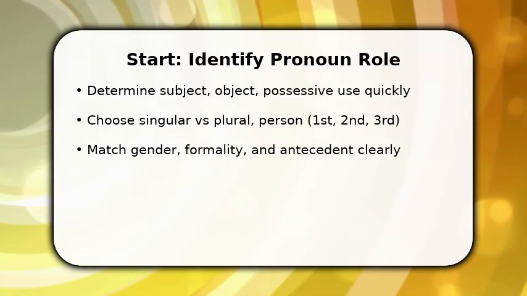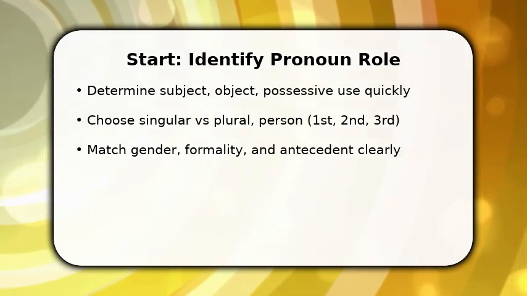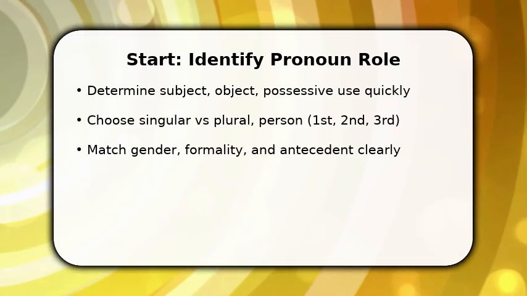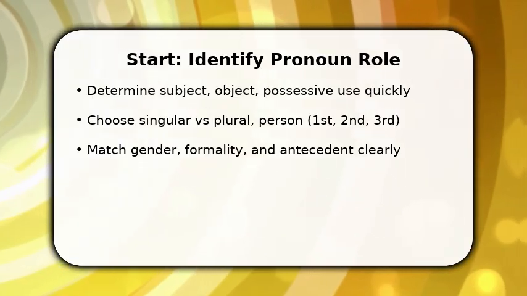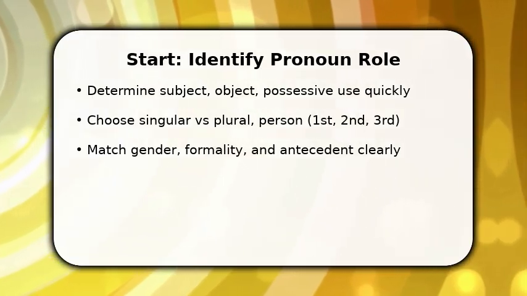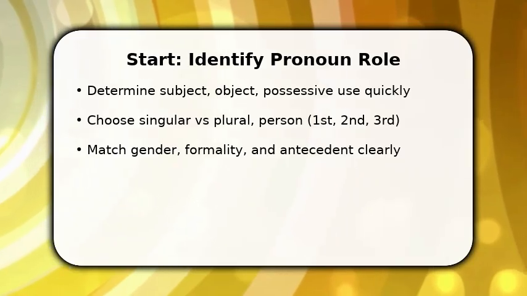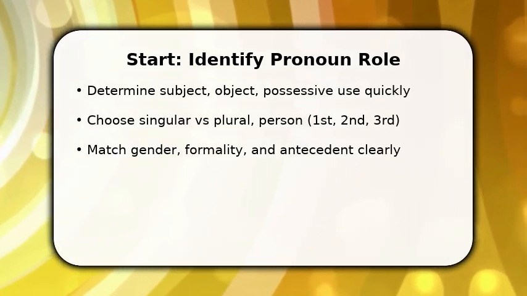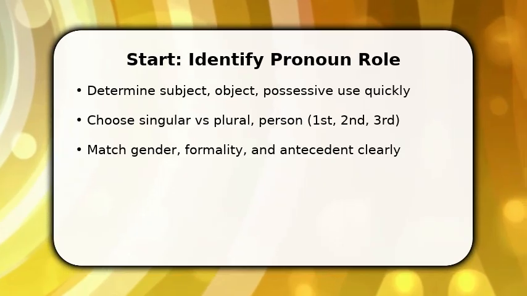Enjoy the video. You begin by spotting the pronoun's job in the sentence: subject, object, or possessive. Once identified, pick the correct person and number so agreement holds. Make sure to confirm gender or neutral form when needed, because clarity prevents confusion.